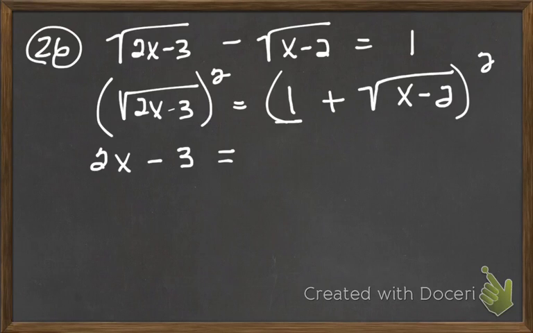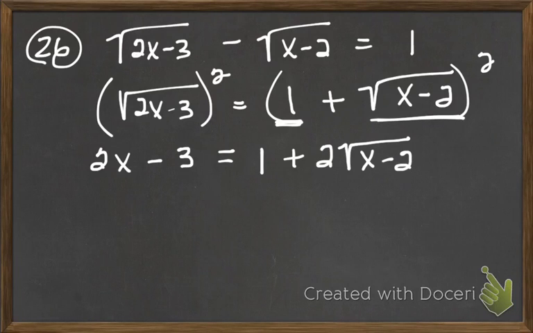So I'm going to take the first term and square it. 1 squared is 1. I'm going to multiply the 2 terms together. That gives me 1 square root of x minus 2, and I'm going to double that. So that's going to give me 2 square root of x minus 2. And then I'm going to square the last term. And when I square the square root of x minus 2, I just get x minus 2 because the radical will go away. So this is your square, this is your double, and this is your square.